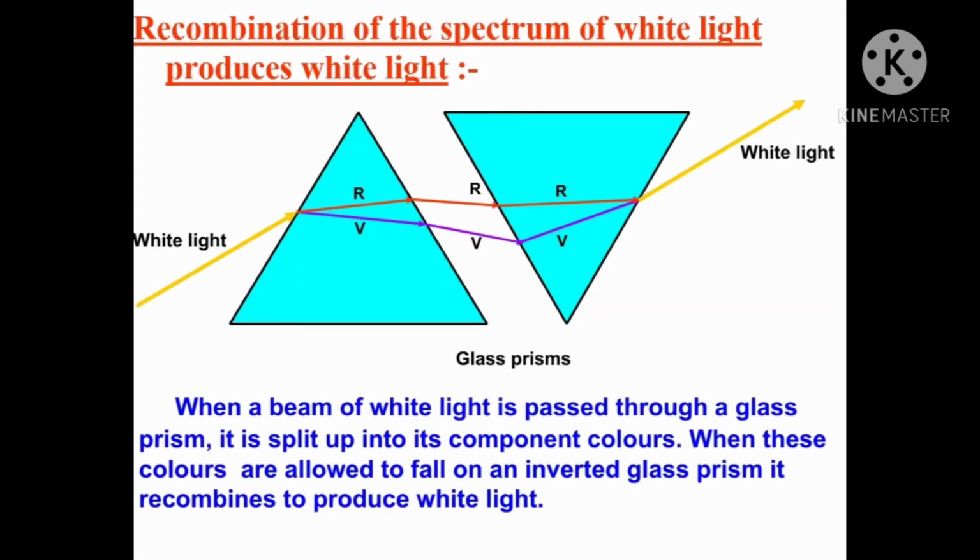Now, the next experiment is recombination of the spectrum of white light to produce white light again. Isaac Newton was the first to use a glass prism to obtain the spectrum of sunlight. He tried to recombine the colors of the spectrum by using another similar prism, but in an inverted position with respect to the first.